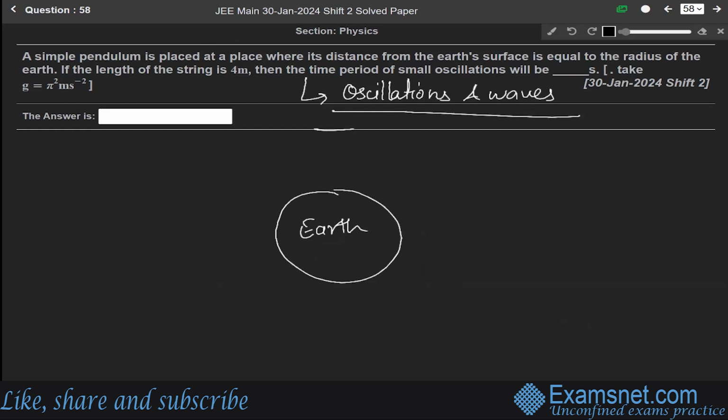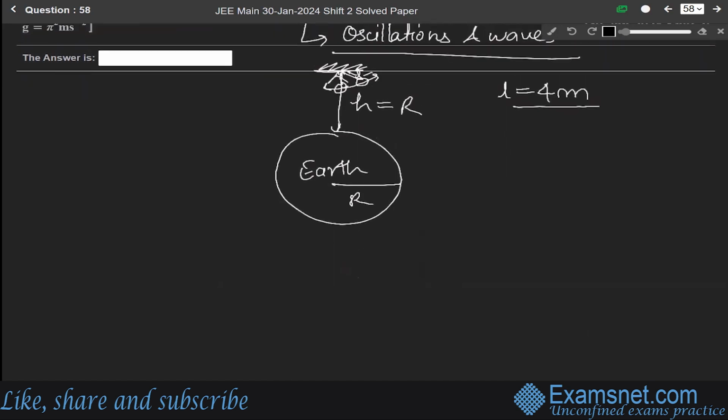And here is a simple pendulum. Let us say this pendulum is suspended at a distance equal to the radius of the earth. Let us say its height h equals the radius of the earth R. If the length of the string L equals 4 meter, we have to find the time period of the small oscillations.